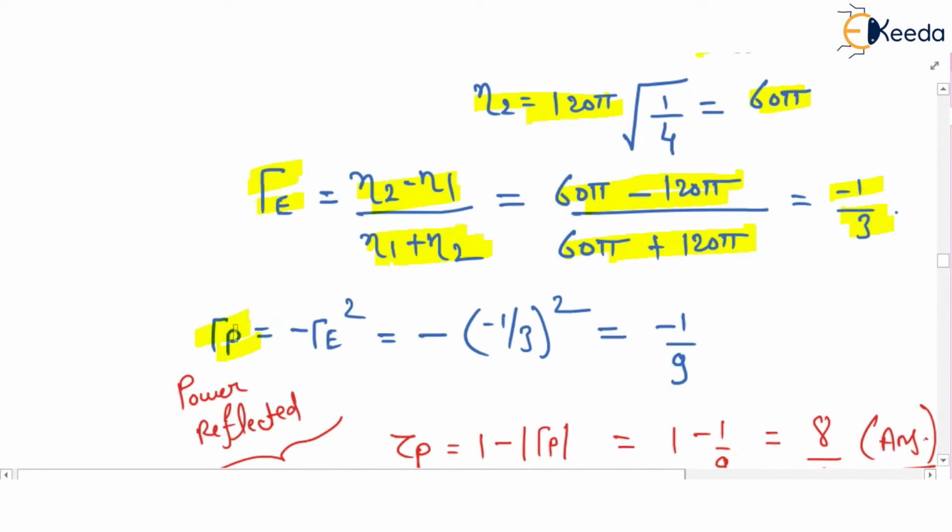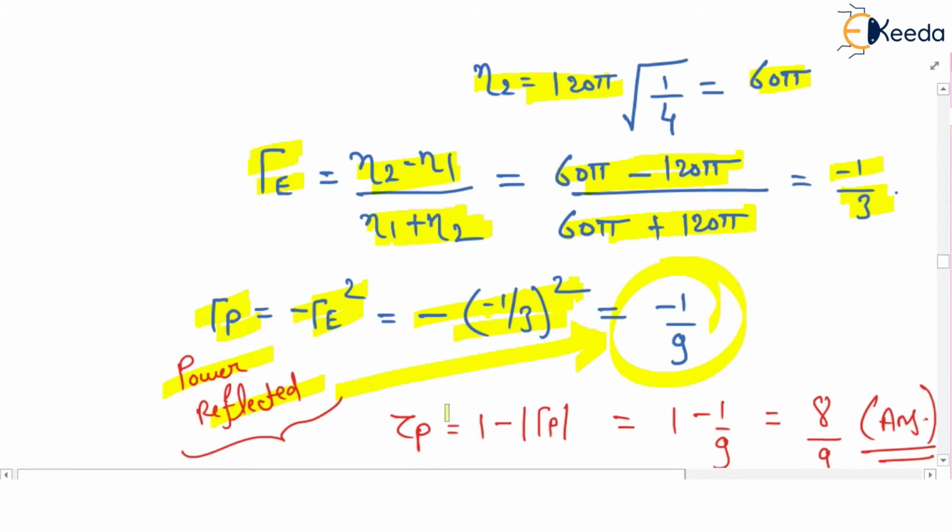So the power reflection coefficient is gamma e squared, which is minus 1 by 3 whole squared, which is 1 by 9. So this is the power reflected, indicating how much power is reflected.